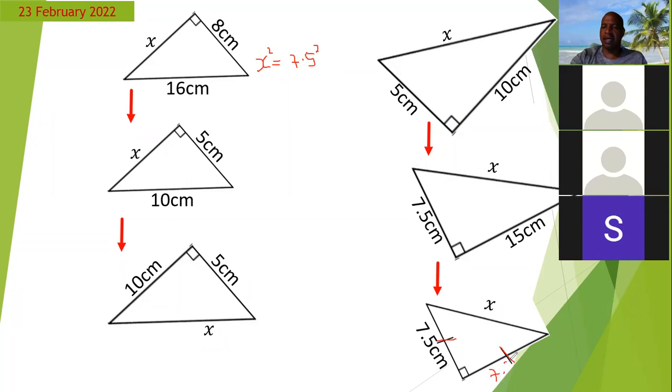All right, so that's how we denote sides that have the same value. We put strokes on those sides with the same value. All right, so we would have plus 7.5 here again, so plus 7.5 squared. All right, go ahead now and tell me what your calculations are.